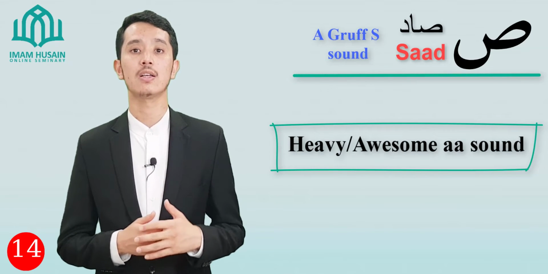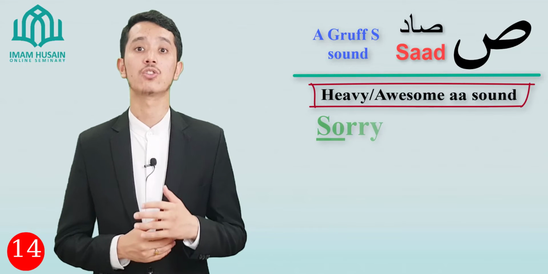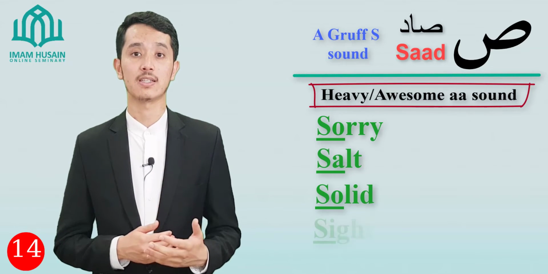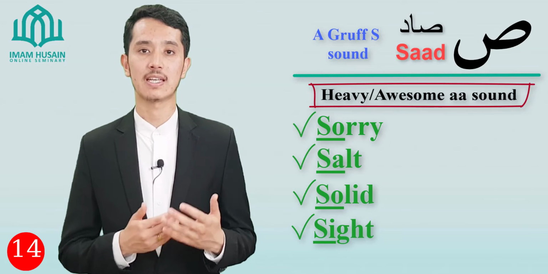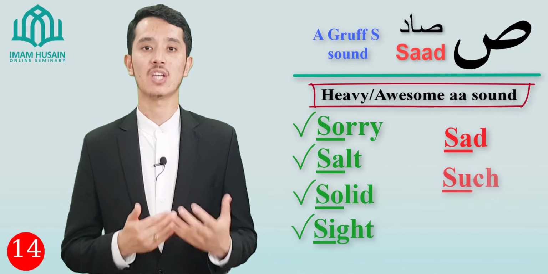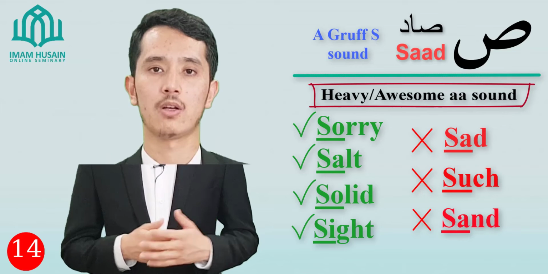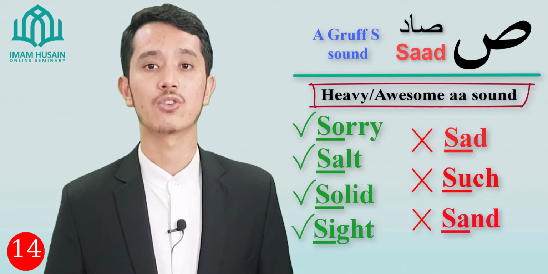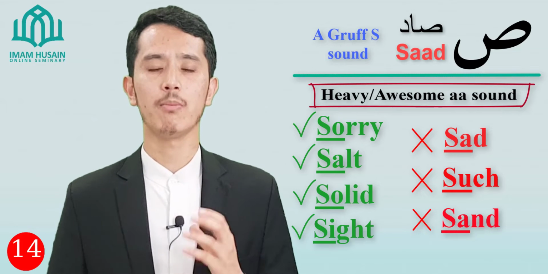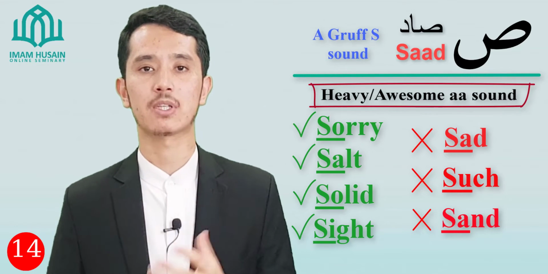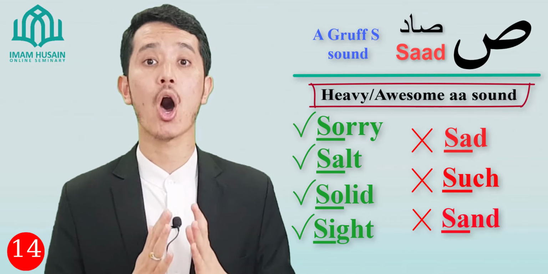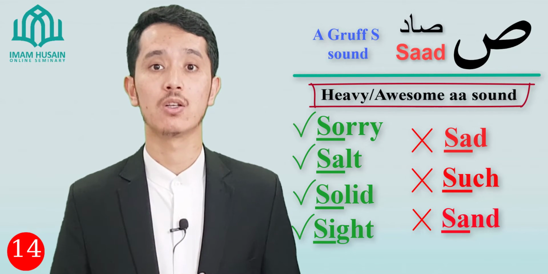Like the saw sound in these English words: sorry, salt, solid, sight. Not the sa sound in these English words: sad, sag, sand. So it is very important to pronounce this letter correctly. Saad. Remember that you don't need to circle your lips. No, simply produce an awesome sound with the letter Sin.